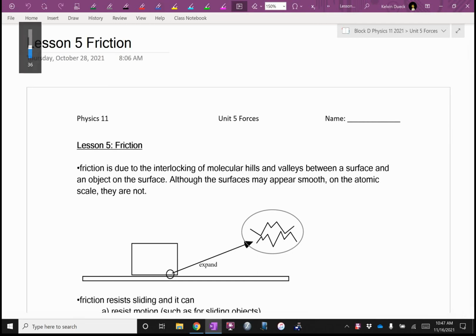So, Ange, what is friction? This is our current most agreed to understanding of what friction is, although there's various models. We think it's due to the interlocking of molecular hills and valleys between a surface and an object on the surface. Even if you look at your desks, for example, although they look smooth, if you zoom in on the molecular level, we think that they are bumpy and jagged, and as you slide those objects across each other, those little jagged ridges catch onto each other and prevent or impede sliding. So on the atomic scale, nothing's really smooth.